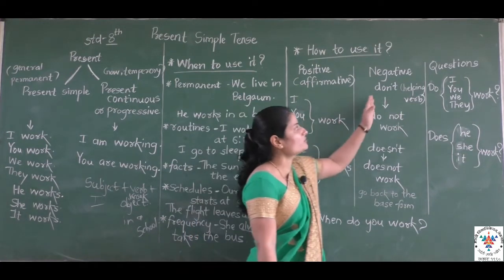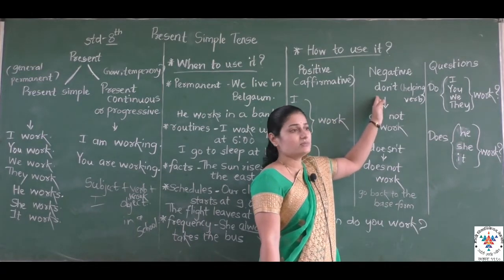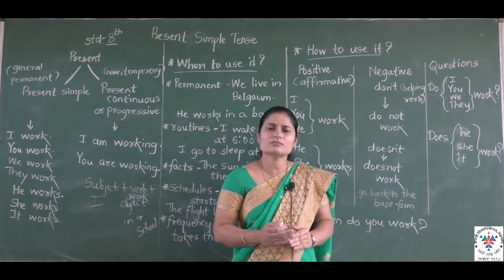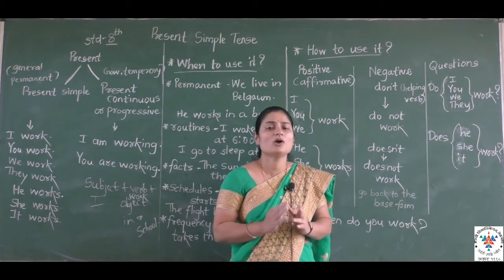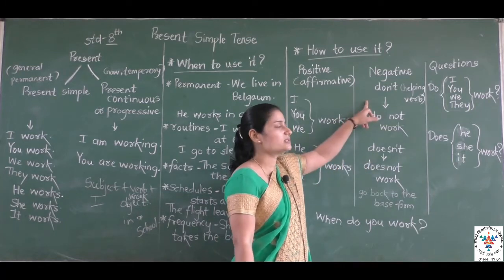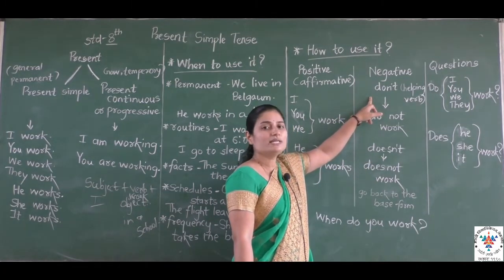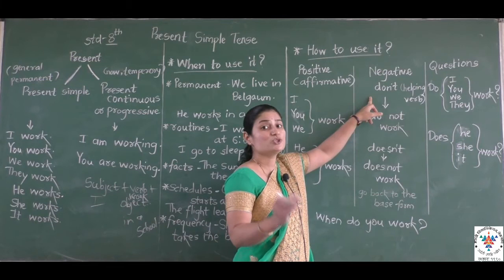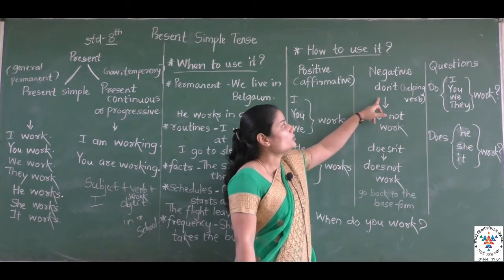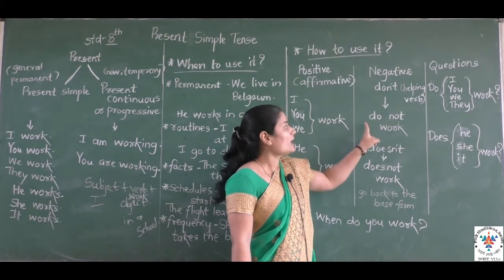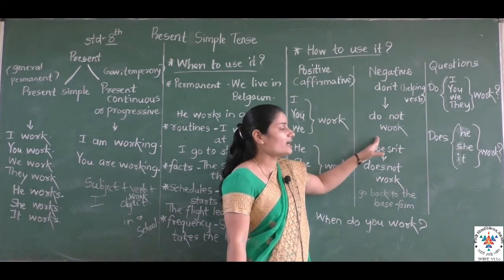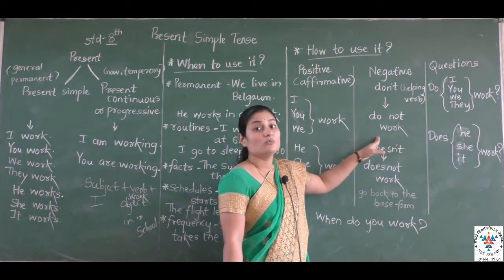Next is negative forms. In negative forms, we should use the helping verbs to make it negative. The first helping verb we should use is don't. Don't is a short form; when we shorten do not, it becomes don't. Don't is a helping verb and its full form is do not. After that you should use the verb work.